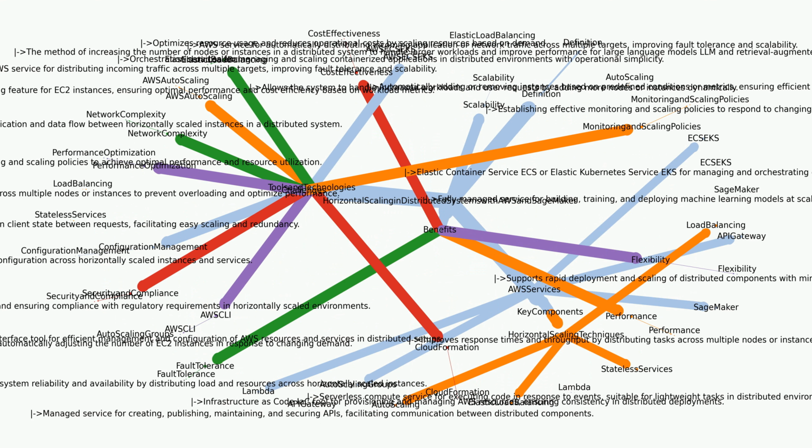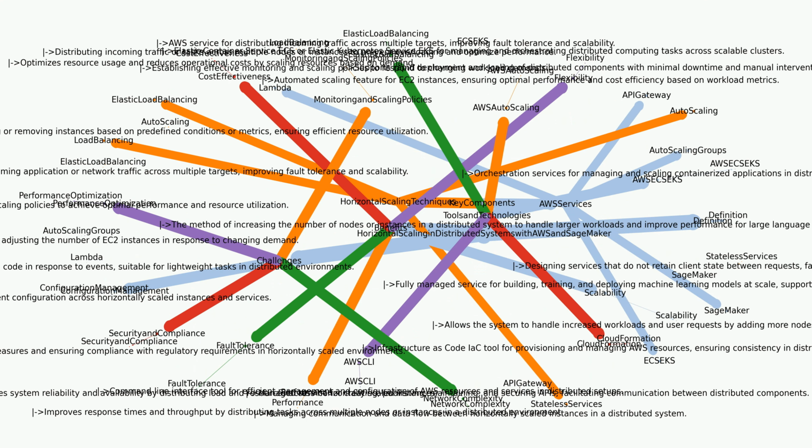CloudFormation, an infrastructure as code (IaC) tool for provisioning and managing AWS resources, ensuring consistency in distributed deployments. AWS CLI, a command line interface tool for efficient management and configuration of AWS resources and services in distributed setups.